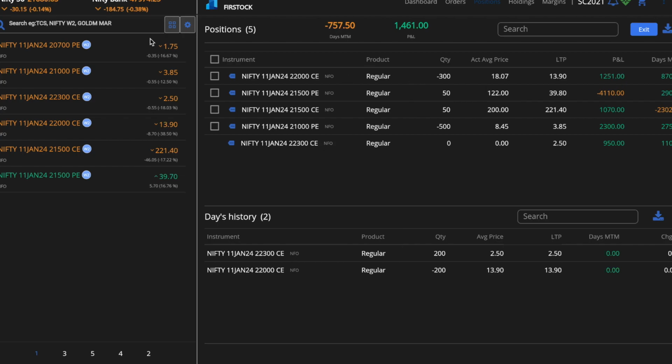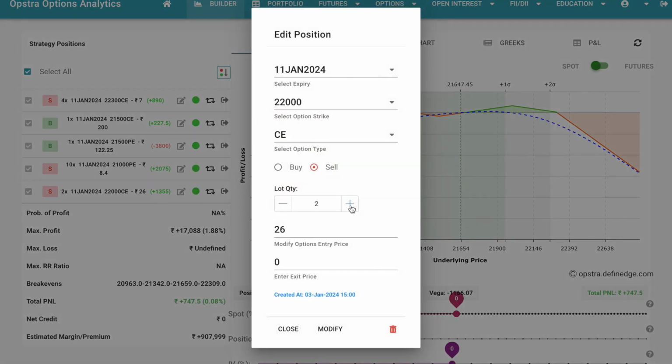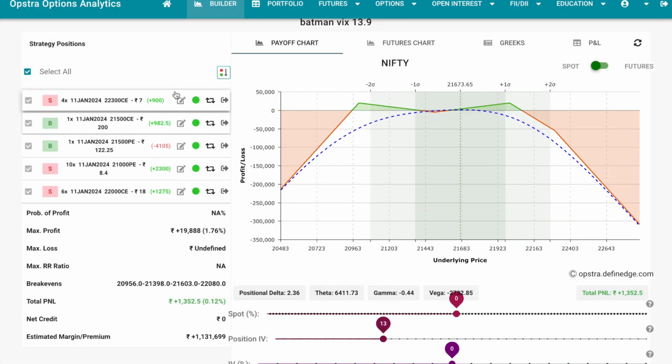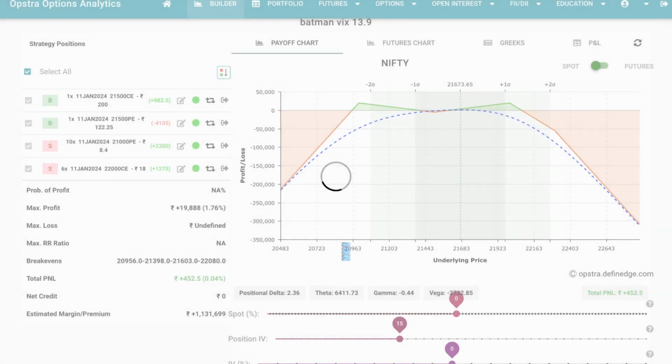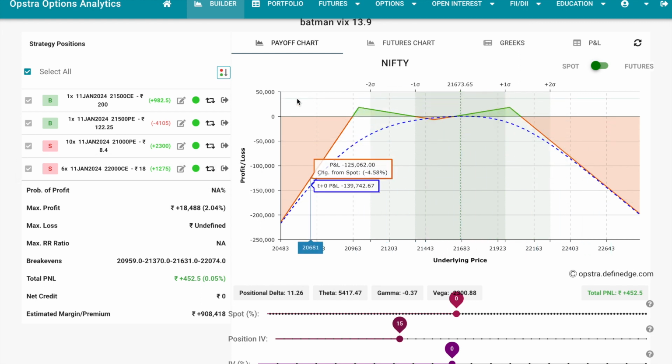Now let's check this out. 22,000. It is 18. That's how the strategy is modifying, and we can eliminate this. Okay, so this is how it looks.